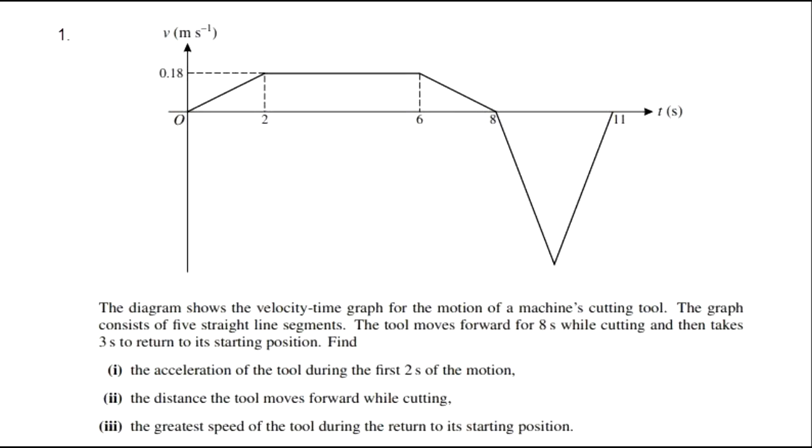The graph is given. The diagram shows the velocity time graph for the motion of the machine's cutting tool. The graph consists of straight line segments. The tool moves forward for 8 seconds while cutting and then takes 3 seconds to return to the starting position.